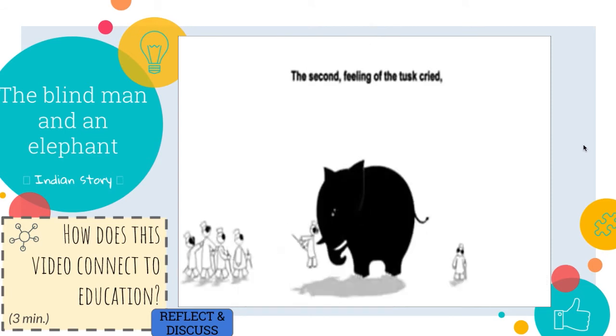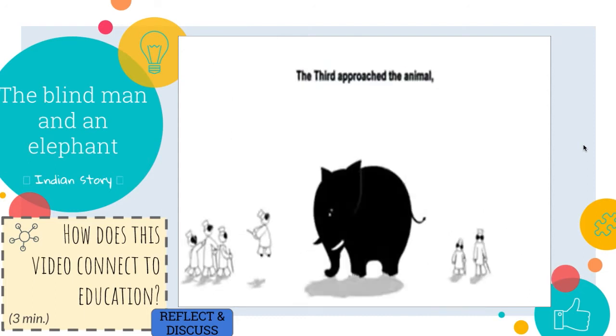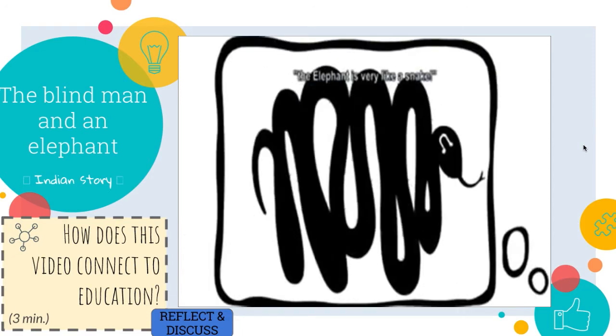The second, feeling of the tusk, cried, "Oh, what have we here? So very round and smooth and sharp? To me 'tis mighty clear. This wonder of an elephant is very like a spear." The third approached the animal, and happening to take the squirming trunk within his hands, thus boldly up he spake, "I see," quoth he, "the elephant is very like a snake."